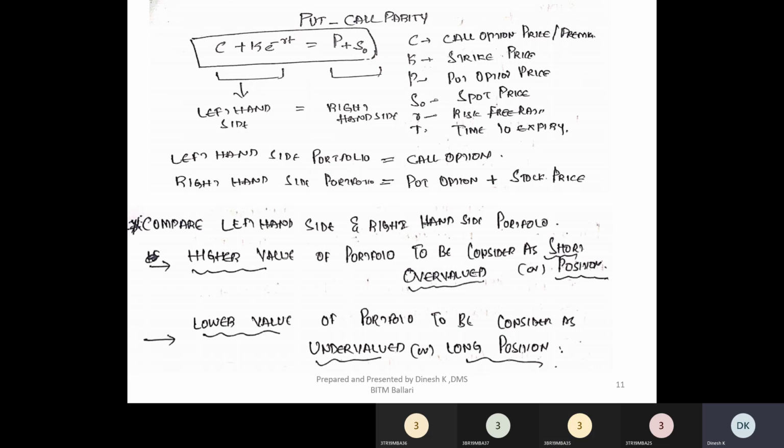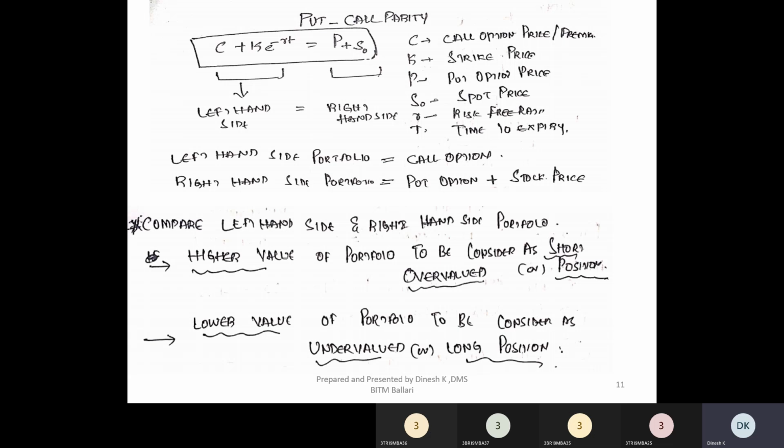It means only one position, so you are supposed to take only one position. When the portfolio value is higher, it is overvalued and you need to take a short position. So you are supposed to take a short on the call on the left hand side portfolio. Now on my right hand side, the value is less compared to the left hand side, so it is undervalued. When it is undervalued, you have to take a long position.